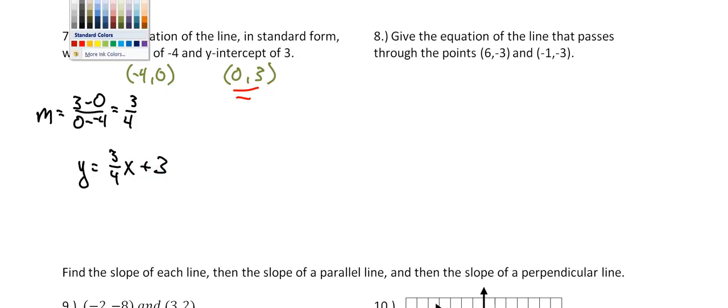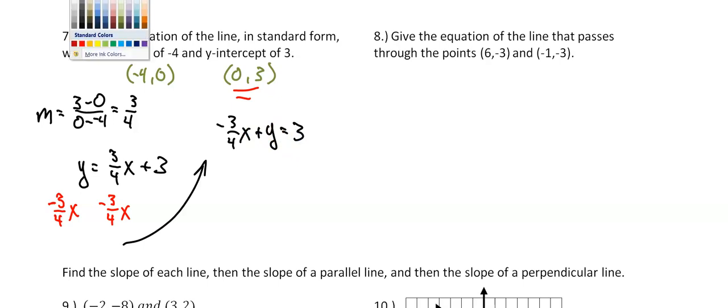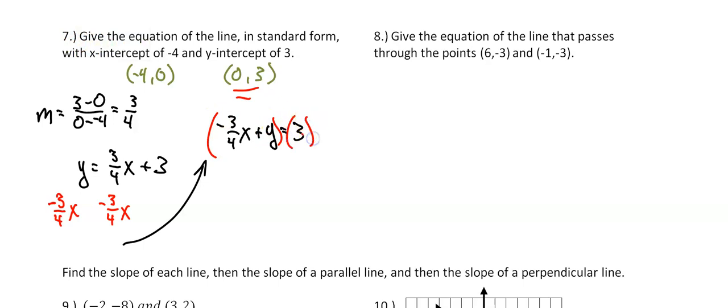And now to put this in standard form, again, I've got to get x and y on the same side, so I'm going to subtract the 3/4 x. Just moving this thing around. That gives me -3/4 x plus y equals 3. But remember, I'm not allowed to start with a negative, and I can't have a fraction. So to get rid of the fraction, I multiply through by the common denominator, 4.